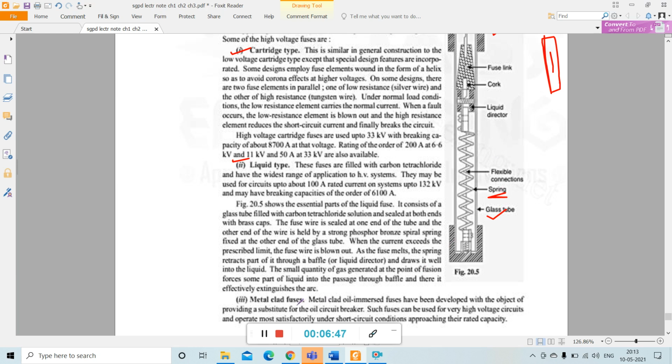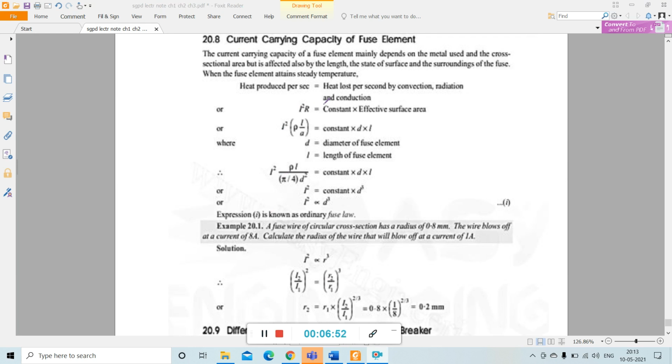And then metal clad is not in your syllabus. Then, current carrying capacity of fuse element. So how do you decide what is the current carrying capacity of the fuse element?